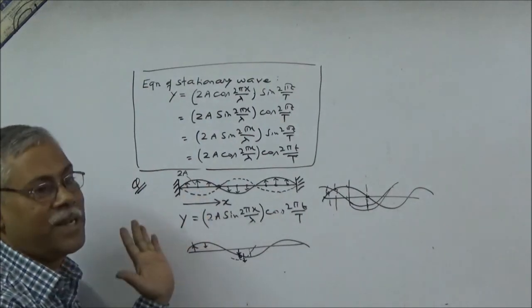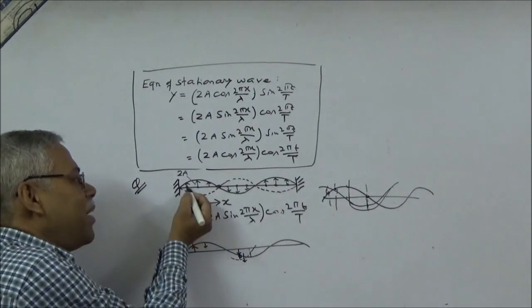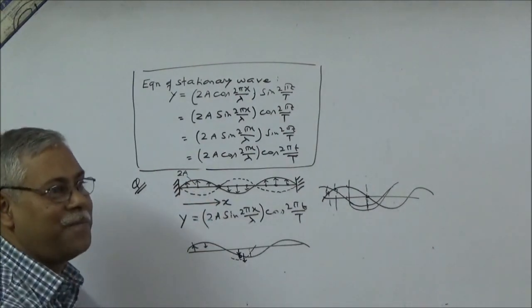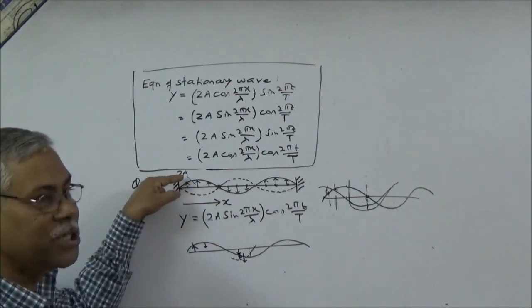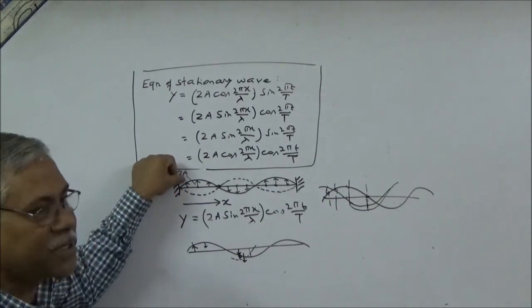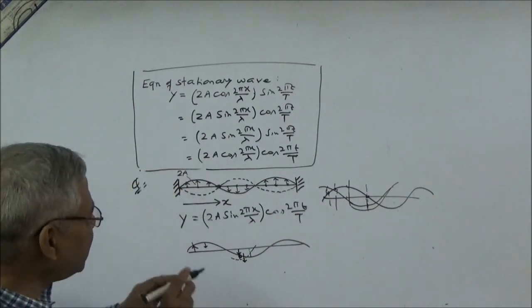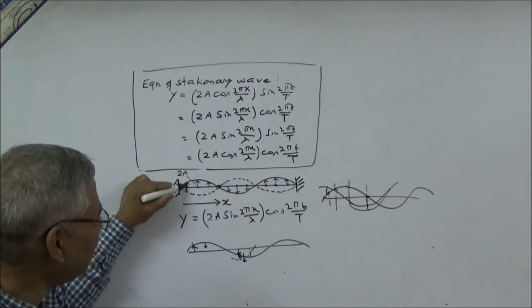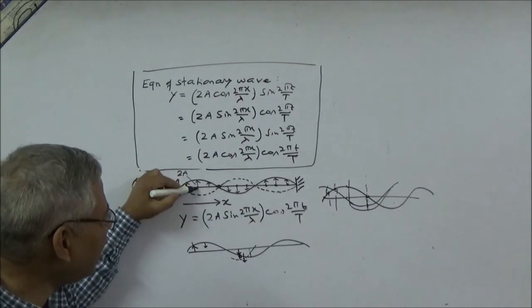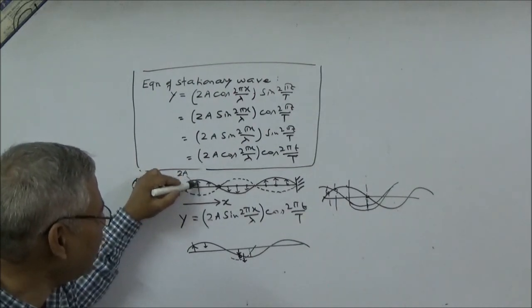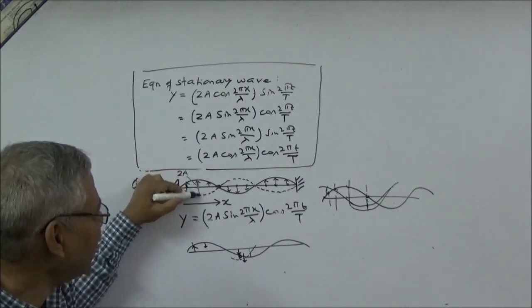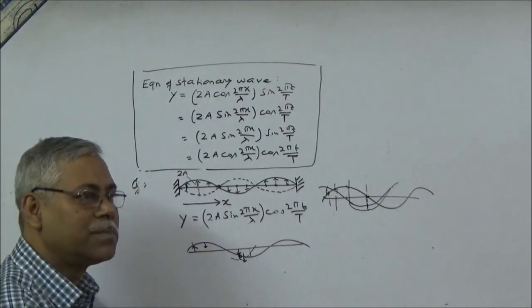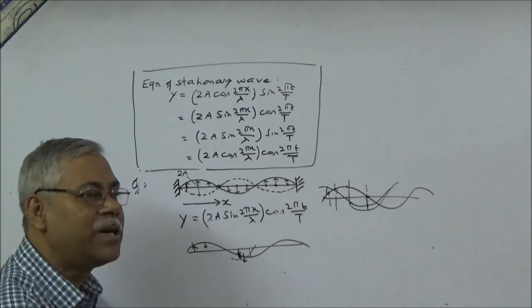But here it is different. This particle will only go up to this position. It is not a matter of time. It will not go to that position. It will only go up to this. That means this particle is oscillating only between these two points, while this particle is oscillating with greater amplitude. It depends on the position.